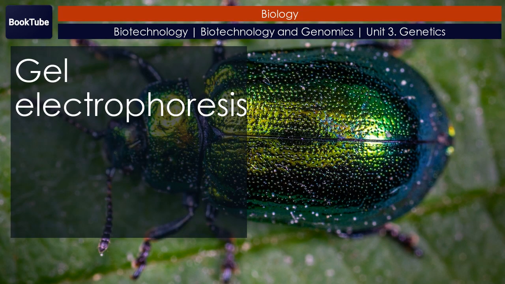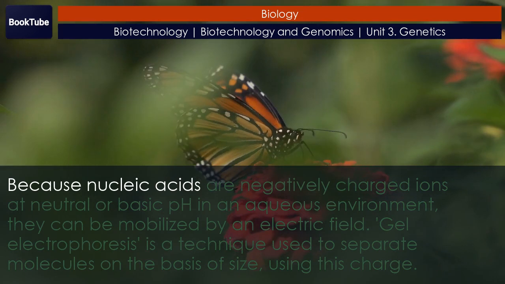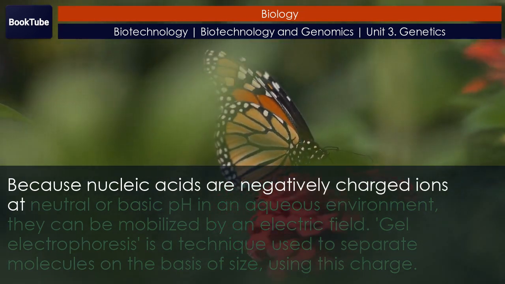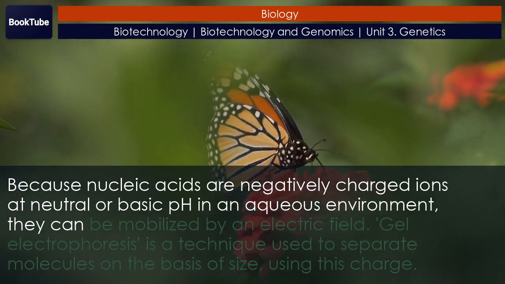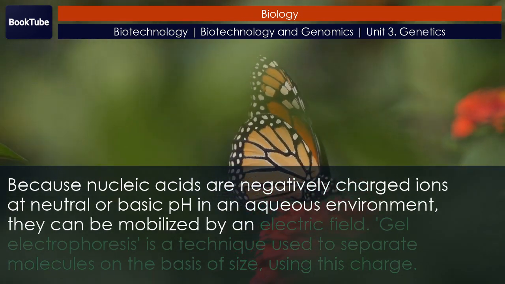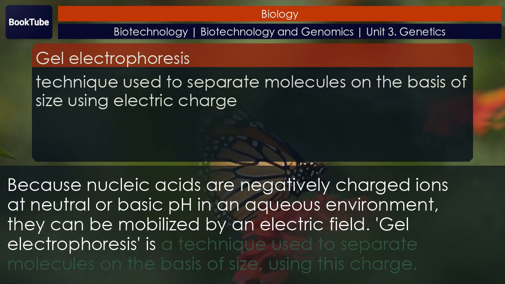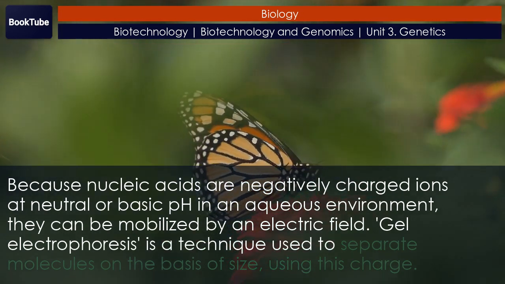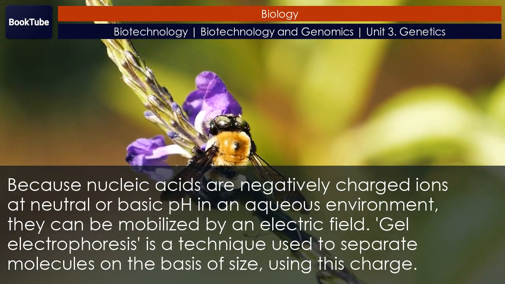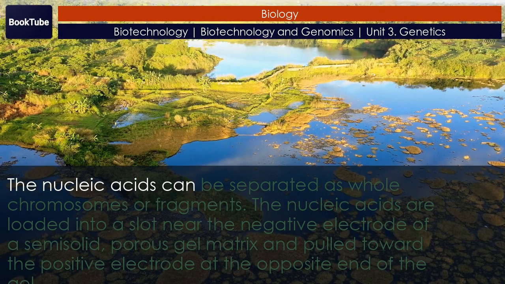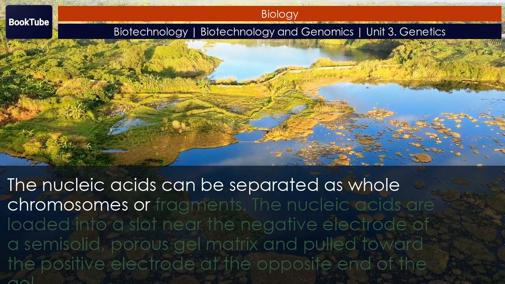Gel electrophoresis. Because nucleic acids are negatively charged ions at neutral or basic pH in an aqueous environment, they can be mobilized by an electric field. Gel electrophoresis is a technique used to separate molecules on the basis of size. Using this charge, the nucleic acids can be separated as whole chromosomes or fragments.